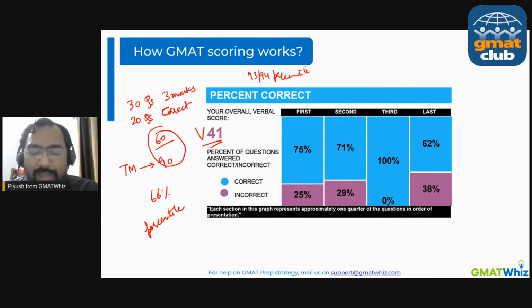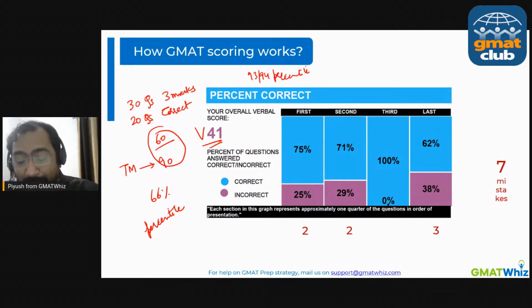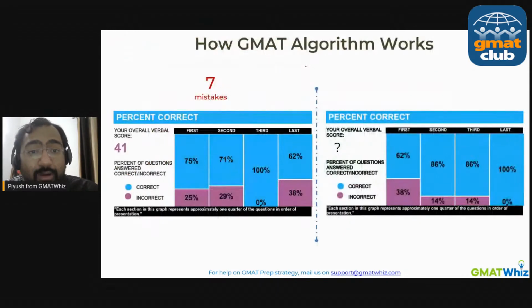And what you can see over here is the trend chart. How many questions did I get correct in each quarter? So overall in the entire test, I made a total of 7 mistakes. That is what you need to understand, guys. 7 mistakes and I scored a verbal 41.